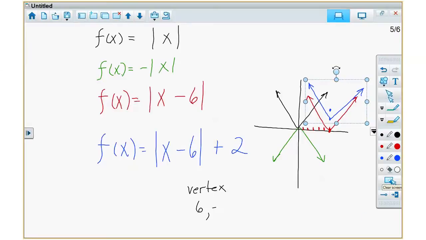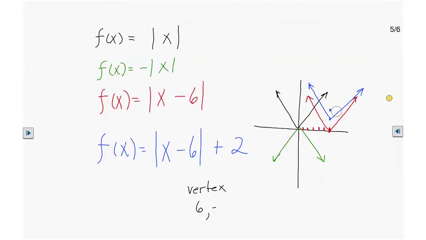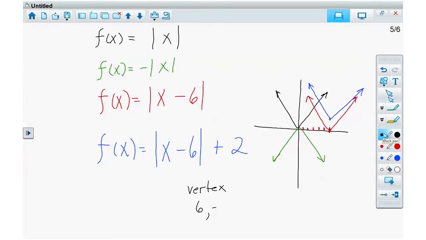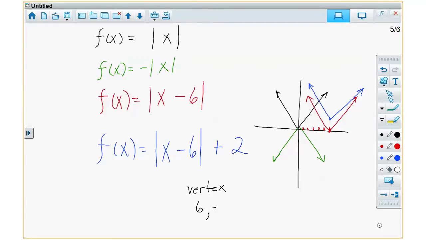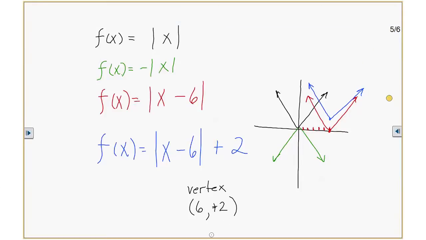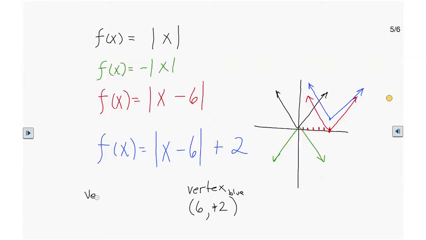Just ignore the dot. Y'all just witnessed something that does not happen very often. And what is that? Technology working for me that I've had no training, plus 2. So there is the vertex of that red or the blue. And the vertex for the red, what's the vertex for the blue? What's the vertex for the red one? It'd be, what'd you say, 6, 0? Good.